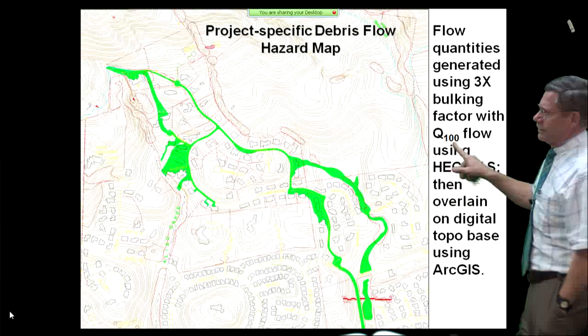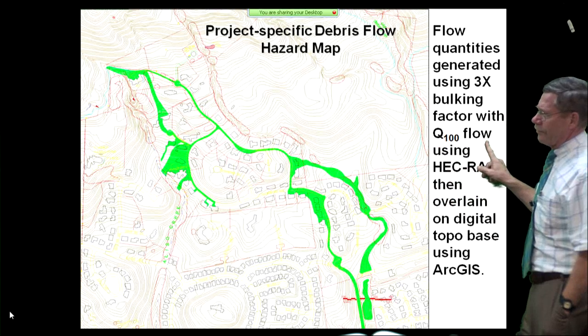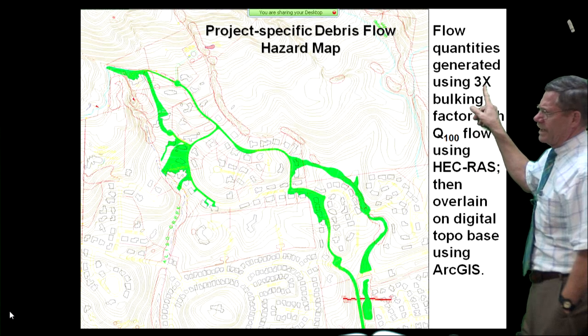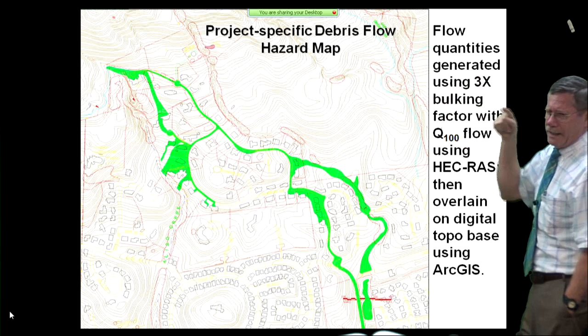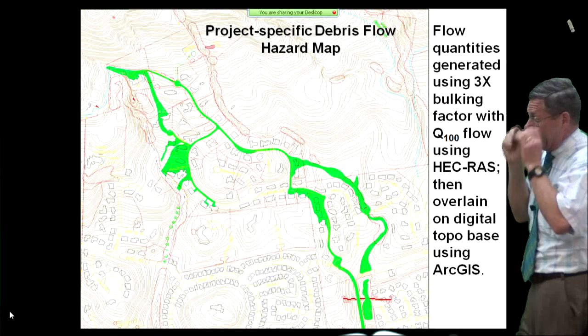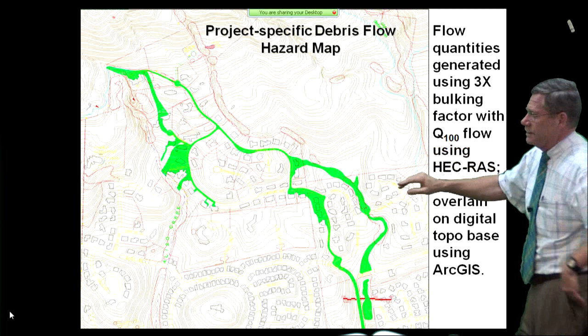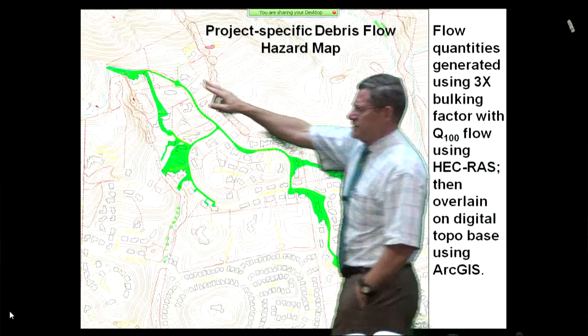So what I did is I took the Q100 flow for a 30-day event, and then I bulked it 300% for a bulking factor, which is what we had used up there in Marin County when we were doing that other stuff I showed you earlier with the profiles. And when we ran that, this is what happened.